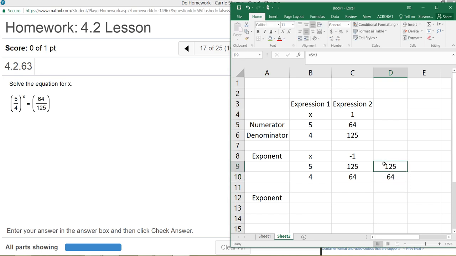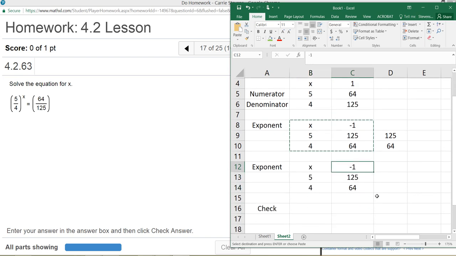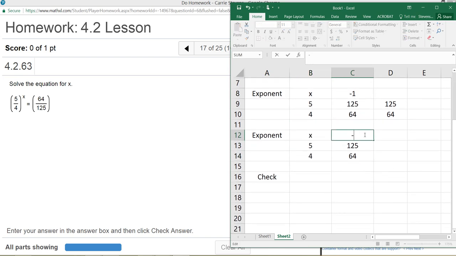Yes, so I'm going to change the exponent, just copy this first. I'm going to change the exponent here to -3 so that this can be a base of 5 and this can be a base of 4. So now I've got my bases the same. That means my exponents have to be the same as well, which means that x is equal to -3.